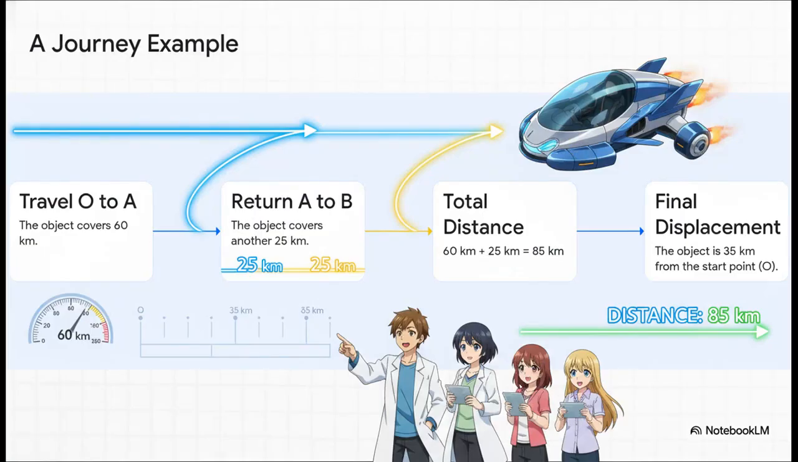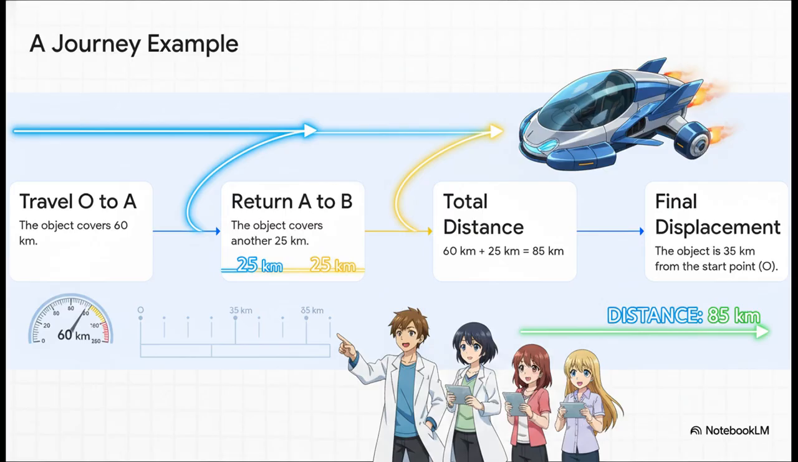Let's look at this diagram to make it super clear. Imagine an object starts at O, travels all the way to A, which is 60 kilometers away. Then it turns around and comes back 25 kilometers to stop at point B. So what's the total distance it traveled? Well, it's easy. 60 kilometers out plus 25 kilometers back. That's 85 kilometers in total. But what about its displacement? Well, where did it end up compared to where it started? It's at the 35 kilometer mark. So its displacement is just 35 kilometers.